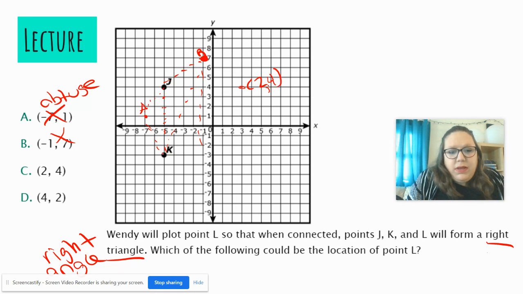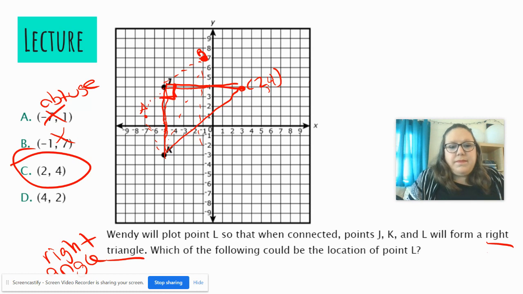If I made this triangle here, that would in fact make a right triangle because we have two straight lines that would form a right angle. So it would be option C, 2, 4, because if I plot the point 2, 4 here, it ends up making two straight lines, which in turn makes that right angle here. All right, moving on.